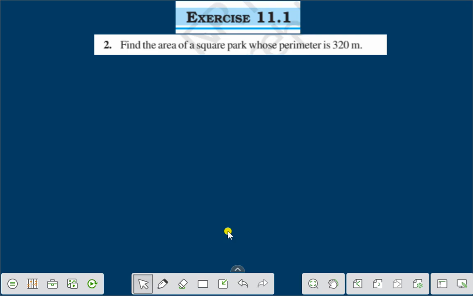Hello everyone. Today I shall discuss exercise 11.1 question number 2. Find the area of a square park whose perimeter is 320 meter. Let us solve this problem.